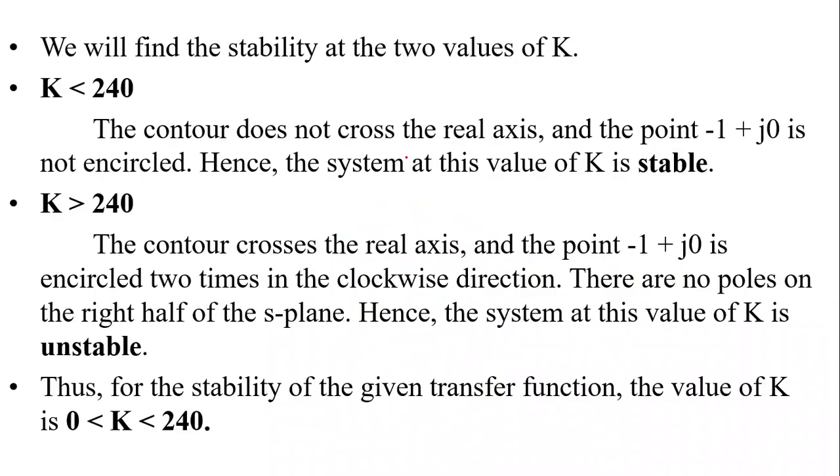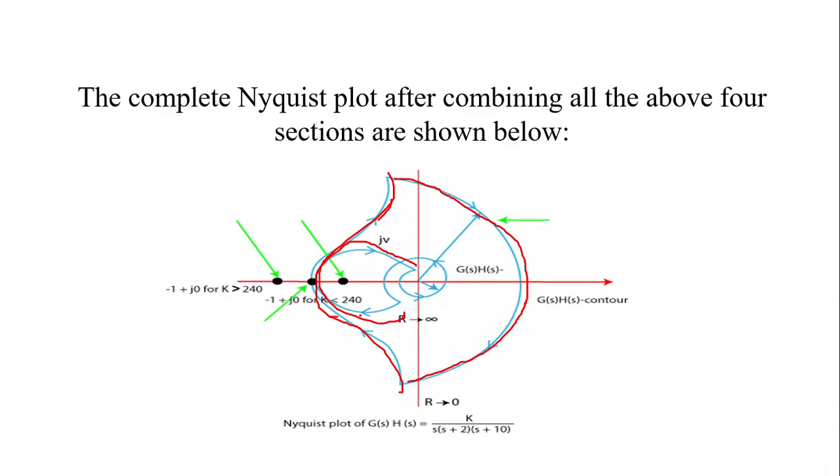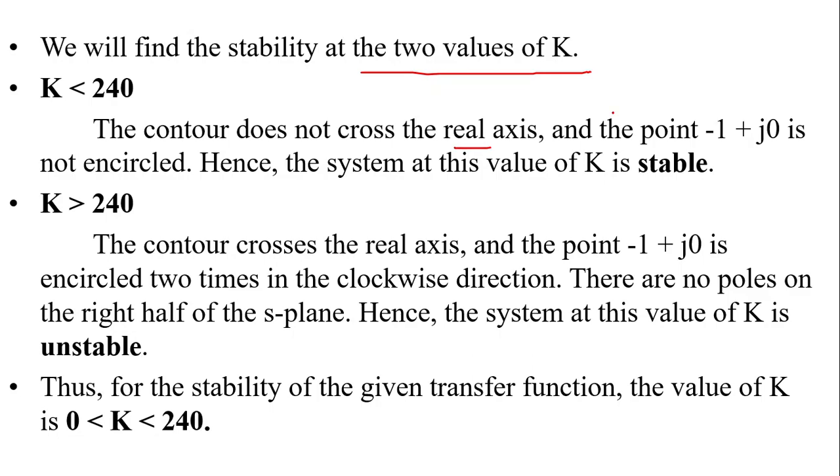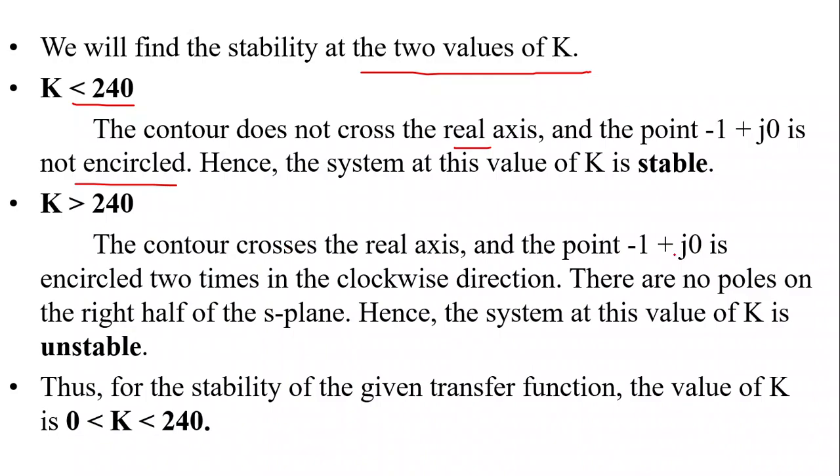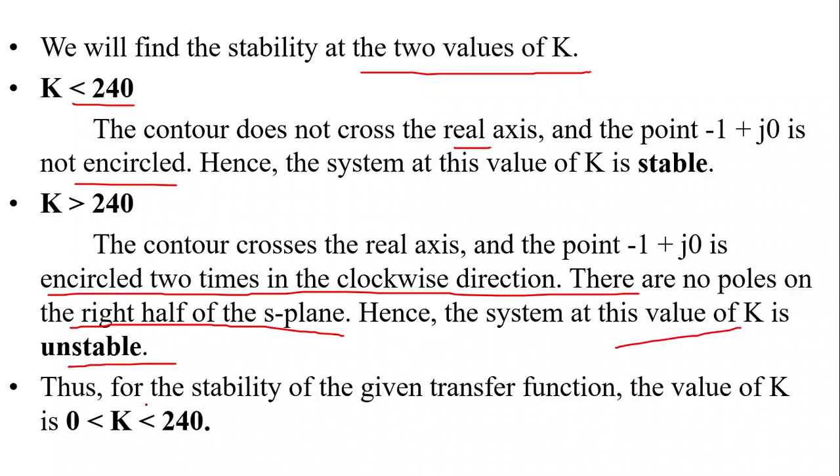After that, we will find the stability at two values of K. At K less than 240, the contour does not cross the real axis and the point minus 1 plus j0 is not encircled. So the system at this value is stable. After that, K greater than 240 means the contour crosses the real axis and the point minus 1 plus j0 is encircled 2 times in the clockwise direction, and there are no poles on the right half of the S-plane. At last, the system at this value of K is unstable. So the stability range for the given transfer function is 0 less than K less than 240. So this is our complete Nyquist plot representation as well as the stability analysis.